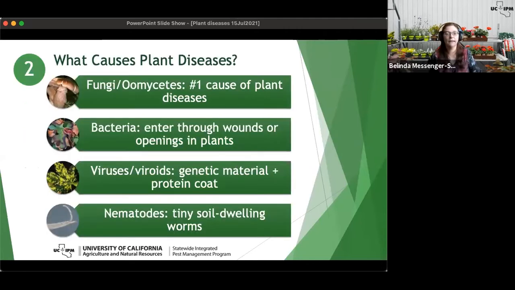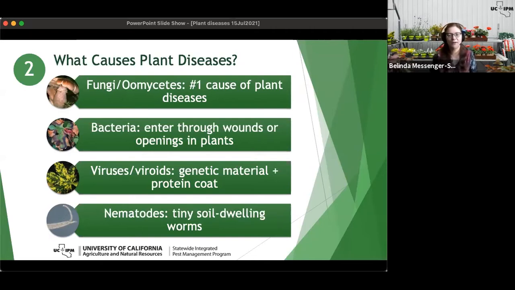Okay, next. What causes plant disease? So plant diseases are caused by microscopic pathogens. Most plant diseases are caused by fungi and oomycetes. Now, oomycetes were previously thought to be fungi, but they're now known to be related to brown algae, and they're very common causes of plant diseases, so I've split it out there. Some other plant pathogens are bacteria, which have to enter the plant through wounds or other openings, viruses, which are basically genetic material with a protein coat, and nematodes, which are tiny worms that live in the soil.